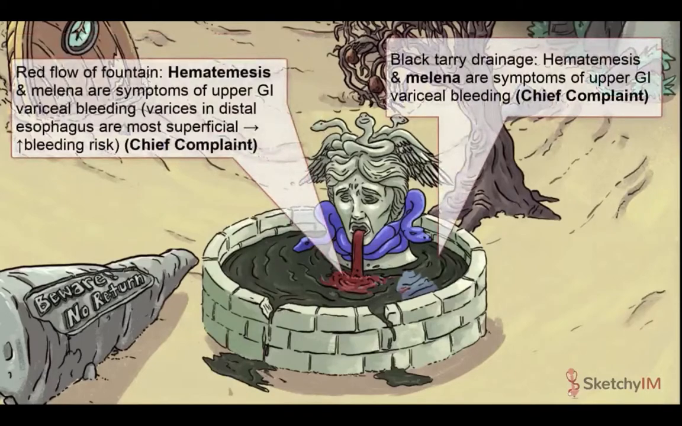Varices themselves generally don't cause much trouble. It's when they explode from all that pressure that things can go horribly wrong. The varices at the distal esophagus are the most superficial and therefore most likely to bleed.